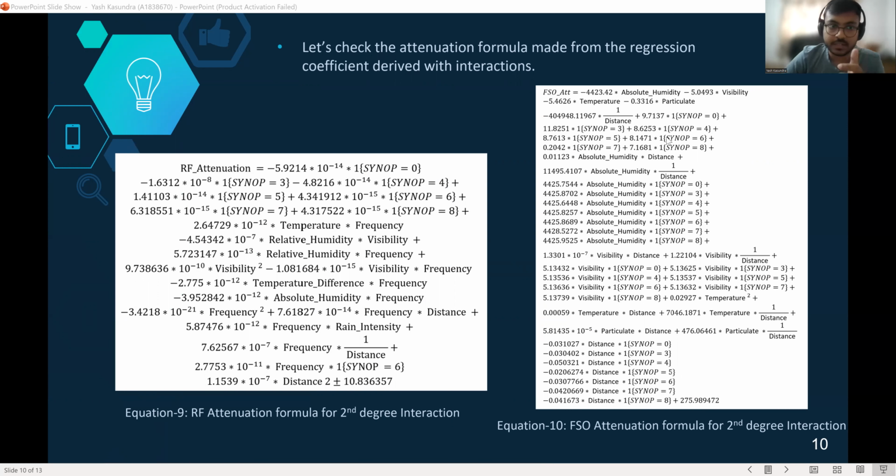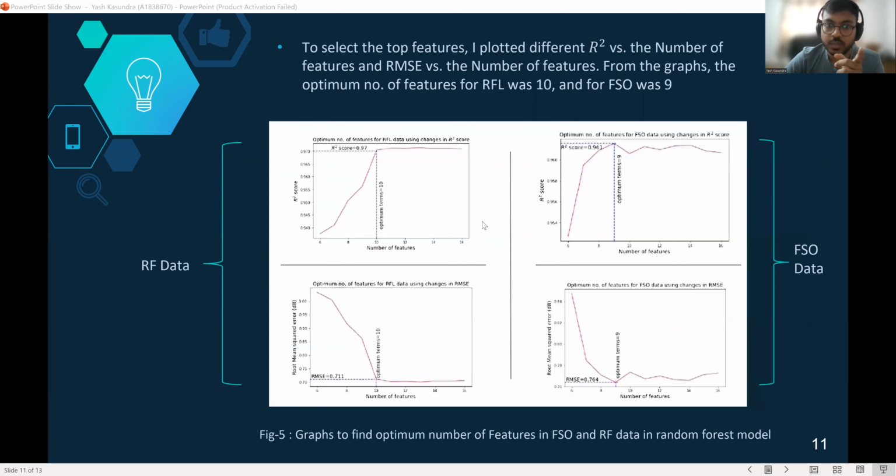The answer to that question was, I plotted R-square value against number of features. Also, I plotted RMSE against number of features. This graph over here is a representation of the random forest model, but I did the same for linear regression and linear regression with interaction. So let's take a look at the R-square versus number of features graph.